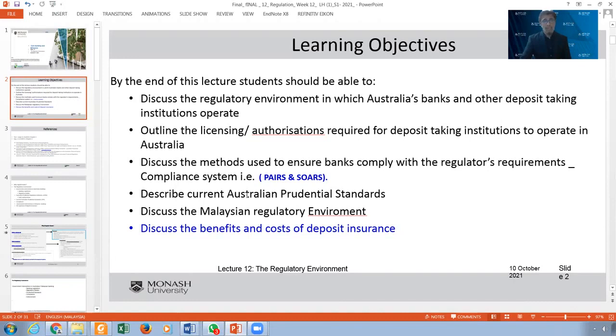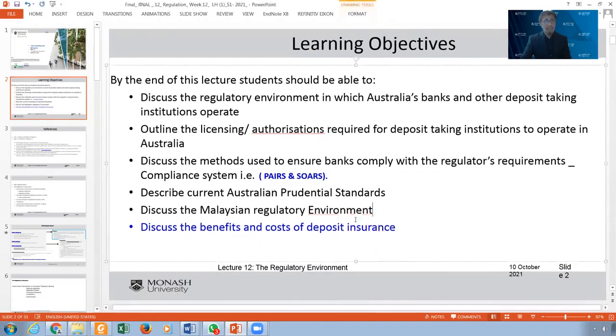In some other countries, they will have the same type of standards. But in Australia, the difference is they are very transparent. So you can look at the standards as you look at the accounting standards. Now, we will also discuss, at the end of this lecture, the benefits, advantages and disadvantages of deposit insurance. We have talked about deposit insurance many times. I will touch on it just a little bit.